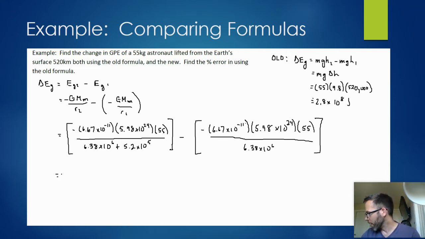Okay, so that number definitely seems off. Let me check that again. Negative, times negative 5.98 times 10 to the 24, times 55, divided by 6.38 times 10 to the 6 plus 520,000. Okay, that's better. So I got about negative 3.2.